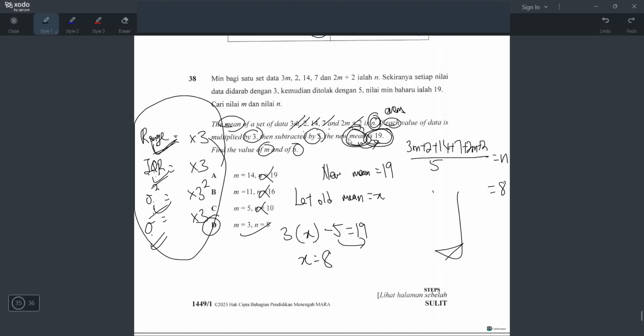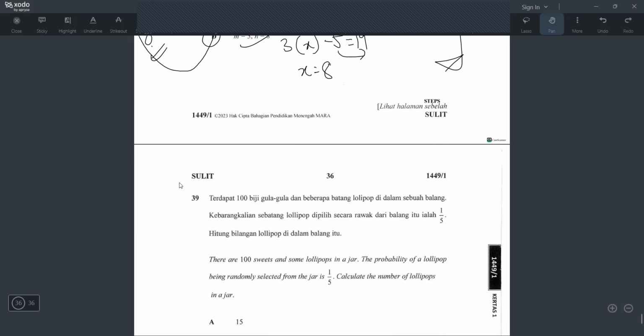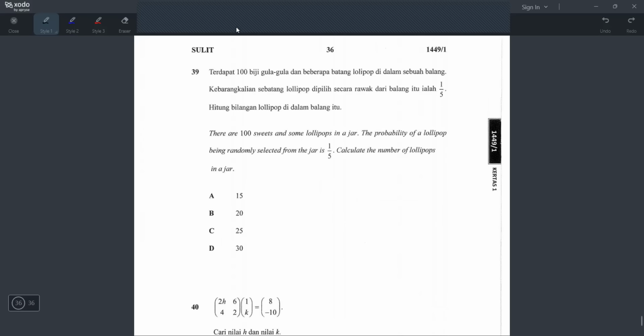But for mean, it will be affected the same way. If times 3 minus 5, the mean also times 3 minus 5. But the measures of dispersion are a little bit different, and I want you to make sure you know this. This comes out a few times in the trial paper. I see it a few times already. Anyways, let's continue. 39.